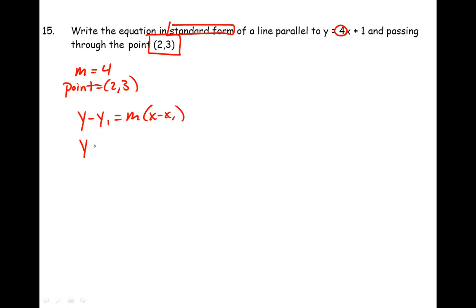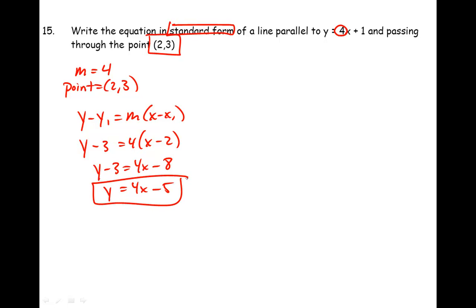Substitute in the information provided. Distribute in the 4. And then add 3 to both sides. So, oops, we're not done yet. What we need to do now is get the x and y on one side because we want to get in standard form. So I'm going to go ahead and subtract 4x from both sides.